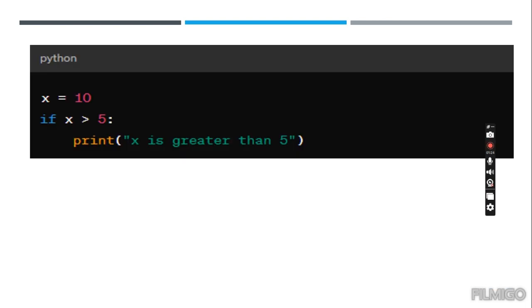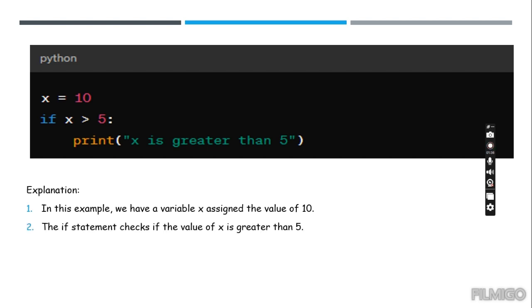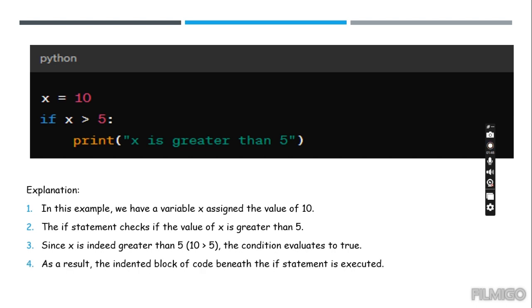Example. Python: x = 10, if x > 5: print "x is greater than 5". Explanation. In this example, we have a variable x assigned the value of 10. The if statement checks if the value of x is greater than 5. Since x is indeed greater than 5, 10 > 5, the condition evaluates to true. As a result, the indented block of code beneath the if statement is executed. The output of this code would be "x is greater than 5".